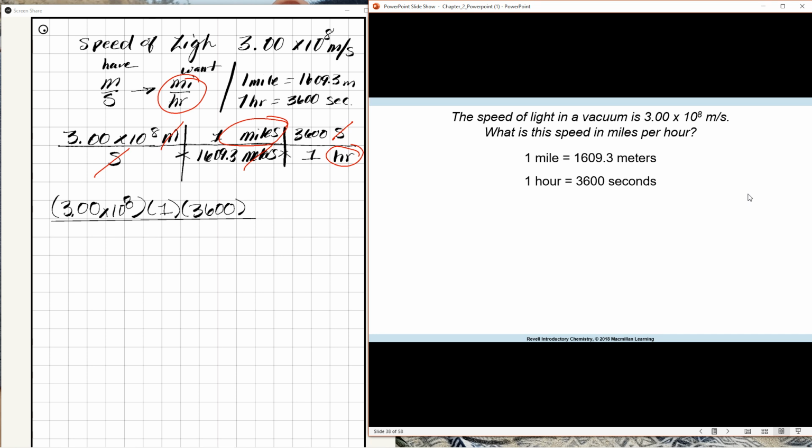I don't really need to write 1, right? I wrote this one just so you could see. Divided by 1,609.3 divided by 1. I'm not going to write it. Take your handy dandy calculator, and I'm going to take 3 to the 8th power times 3,600 divided by 1,609.3. And I get this lovely answer, 671099235.7. Oh yeah, I'm totally done.